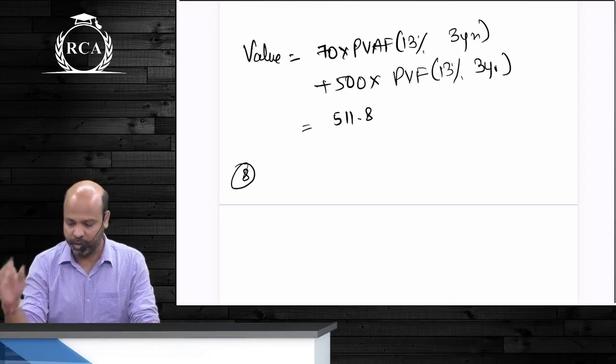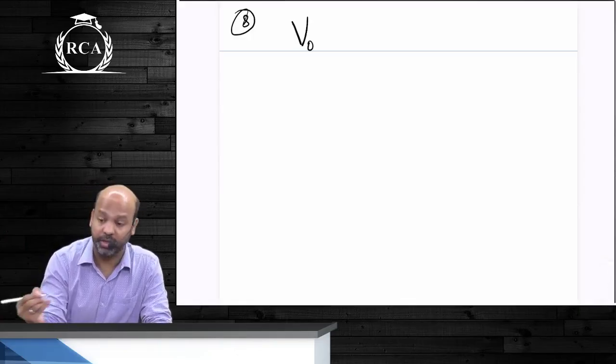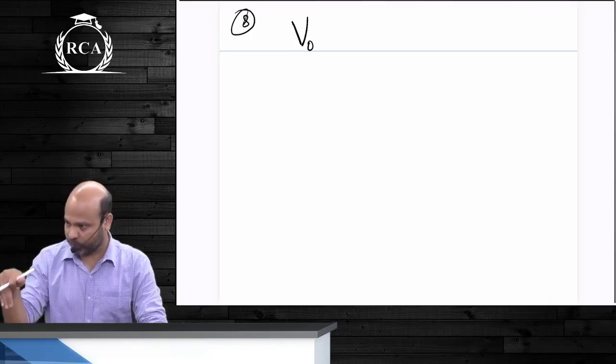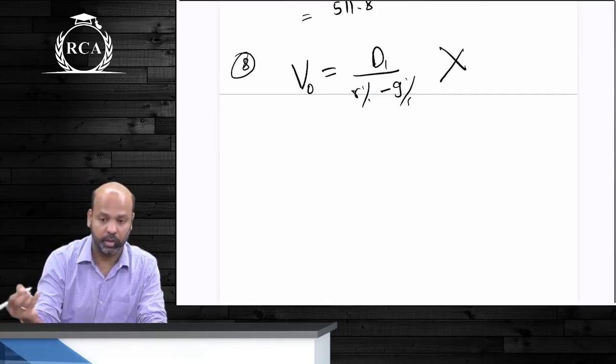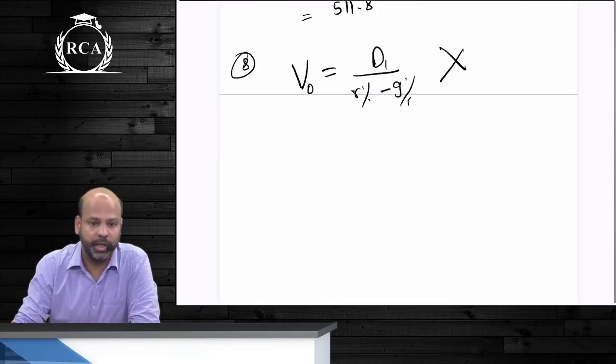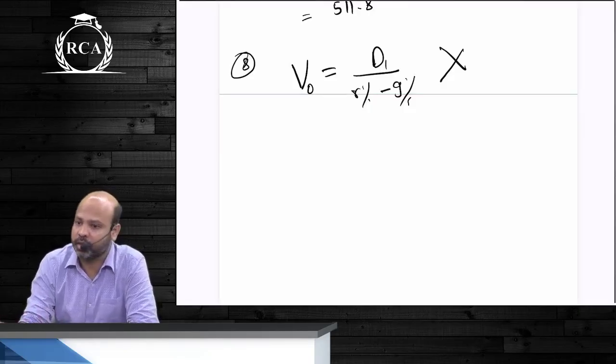There is no way, beta, that you write value today. When I write V0, it means today's price. V0, if you write D1 by R% minus G%, cannot be written. Why can't I write D1 by R% minus G%? Growth rate is not constant.